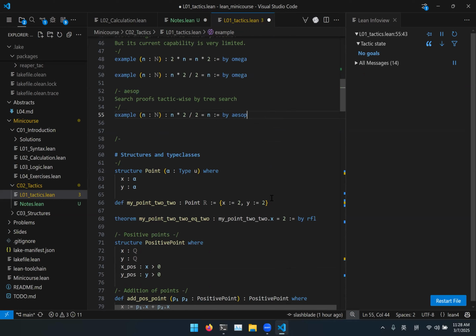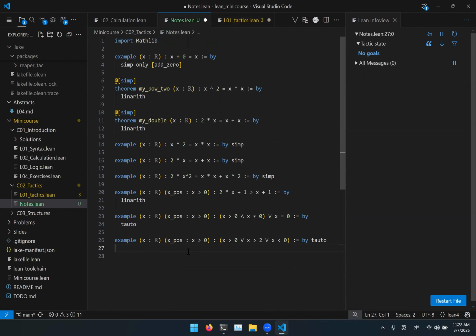So next is the main topic today, which is structures and type classes. I will write in this new file. This demonstrates how you can create new mathematical objects in Lean.